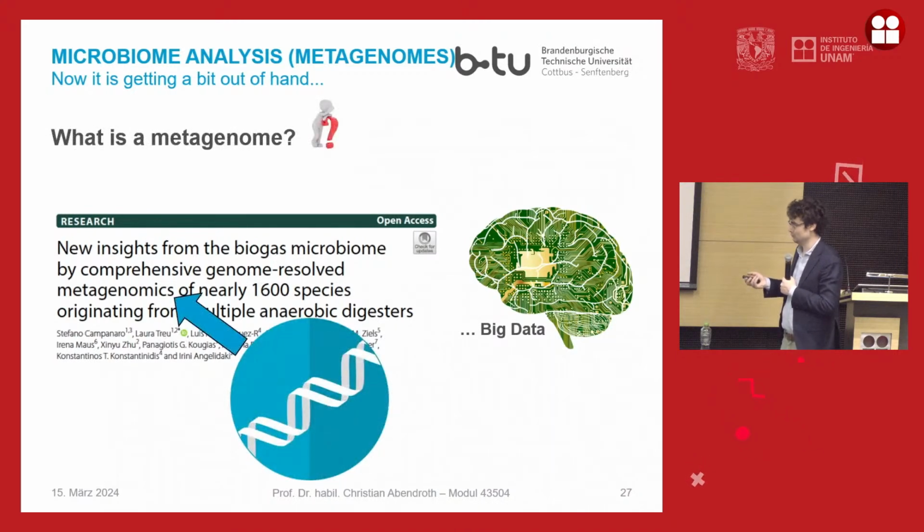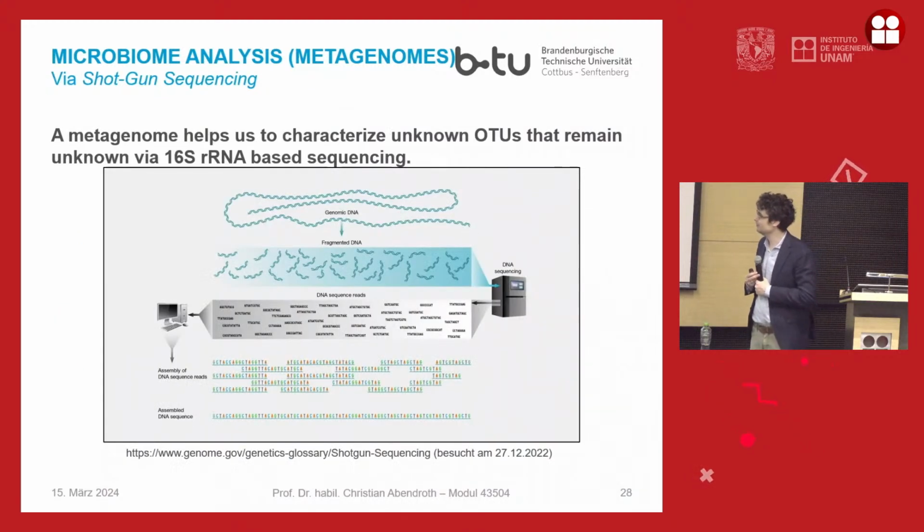So what is a metagenome? So far we learned about the 16S gene, and now how should we sequence the complete genome of something? Where do you start? Which probes can you use for this? So here's a scheme. It's a bit small, but I can explain it.